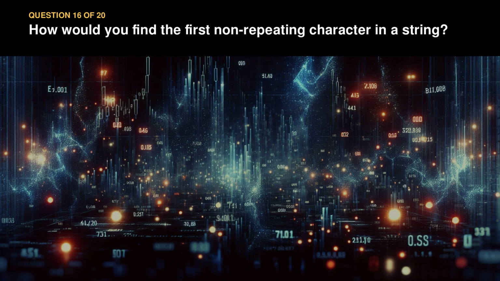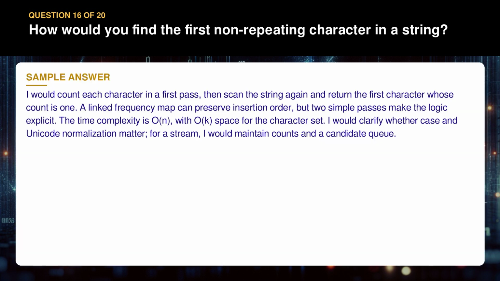Question 16. How would you find the first non-repeating character in a string? I would count each character in a first pass, then scan the string again and return the first character whose count is 1. A linked frequency map can preserve insertion order, but two simple passes make the logic explicit. The time complexity is O(n) with O(k) space for the character set. I would clarify whether case and Unicode normalization matter. For a stream, I would maintain counts and a candidate queue.